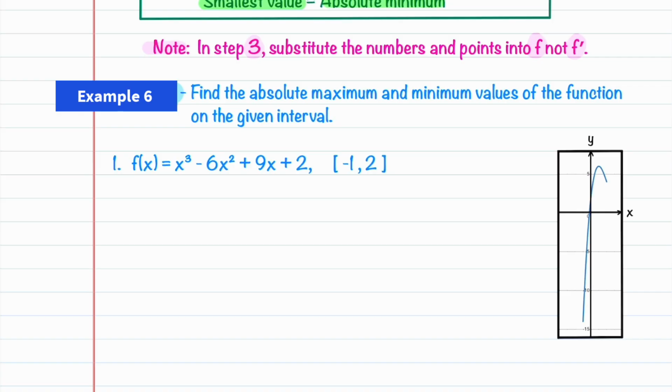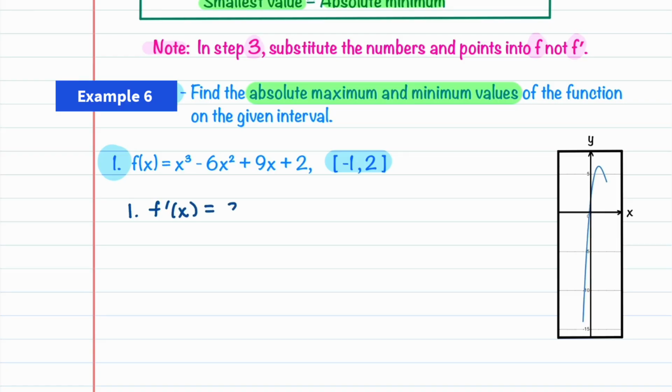We are going to find absolute maximum and minimum values of our function on the given interval. Our first example is the function f of x is equal to x cubed minus 6x squared plus 9x plus 2, and then the closed interval that we're given is from -1 to 2. The first step in our closed interval method is to find the critical numbers. So we're going to start by taking the derivative.